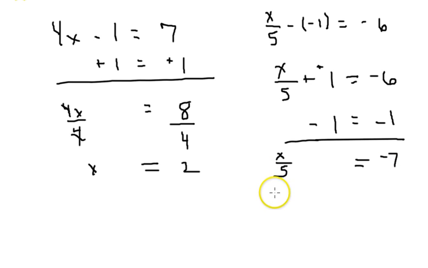Now we identify the operation here. This is division, so we cancel it out or find its inverse, which is our second step. We find that inverse, which is multiplying by 5. We multiply by 5 on the left to cancel and by 5 on the right to balance. And you end up with x equals -35.